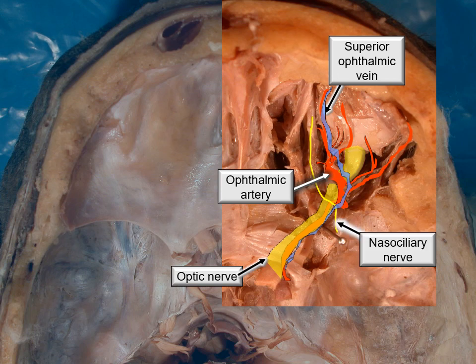That's the nasociliary nerve shown superficial to it. Now, as the ophthalmic artery becomes lateral to the optic nerve, immediately lateral to it will be the ciliary ganglion. That is why the nasociliary nerve is shown in this demonstration. Immediately lateral to the ophthalmic artery will be the ciliary ganglion, not shown in this demo.